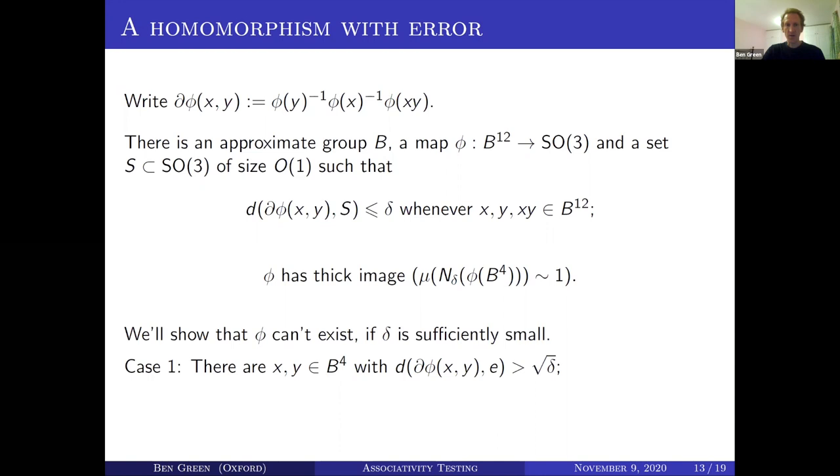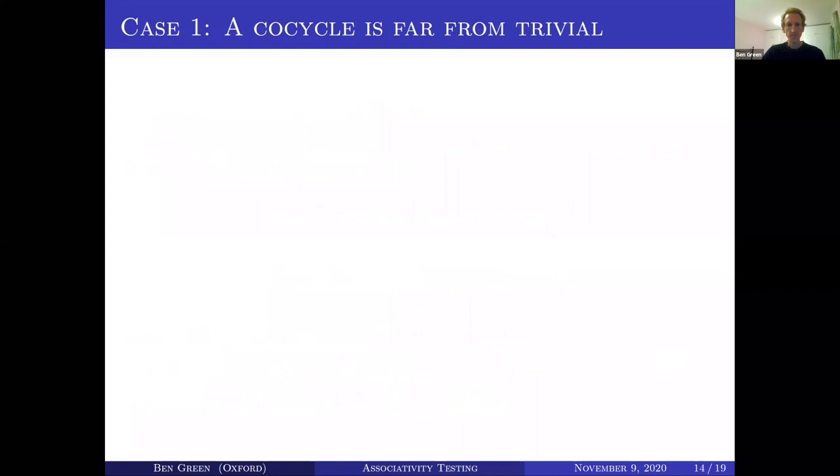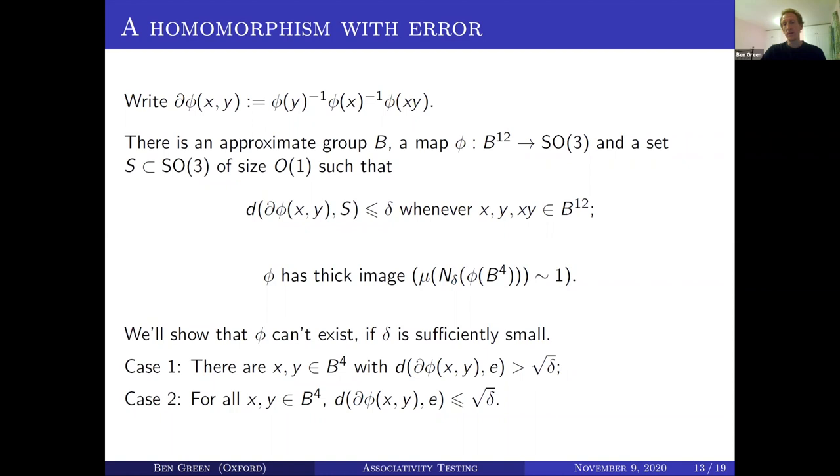And then the second case is that for all x and y, this co-cycle is close to the identity. So there are quite different arguments in the two cases. I just want to give a hint, maybe without too many details, of what goes into the two cases, because I think there are some links with interesting parts of maths in both of them. So we'll look at case one first. Case one is the case where, for at least one pair x and y, this co-cycle, the discrepancy between phi of xy and phi of x times phi of y, is far from the identity.